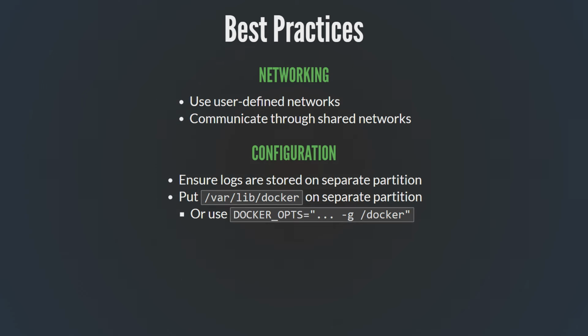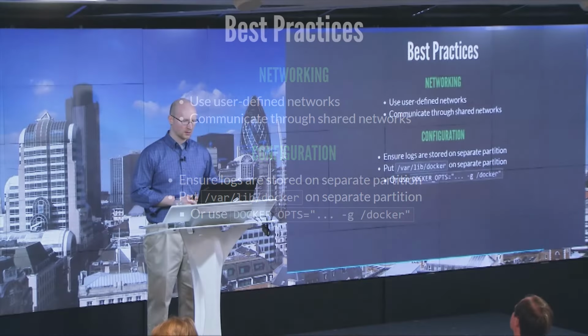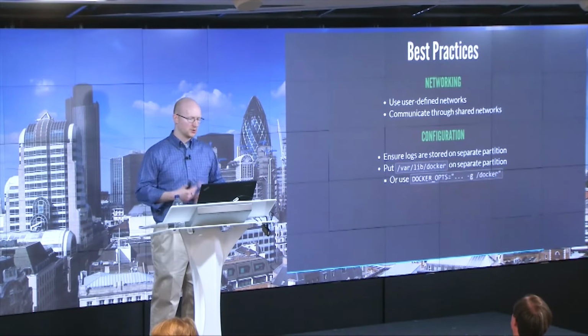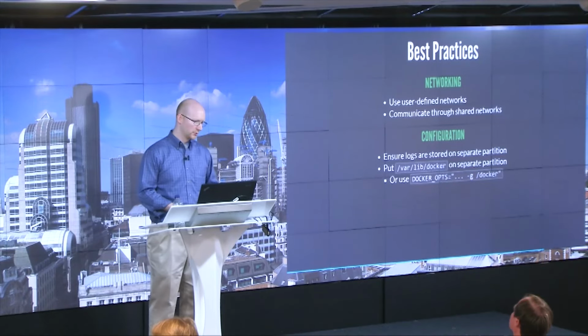From a network standpoint, I mentioned this before, the user-named networks are the new way of doing things instead of the links. And so all the containers are supposed to link and communicate through a shared network with the docker network create. You don't have to worry about this in Rancher because it creates it for you through the IPsec tunnel.